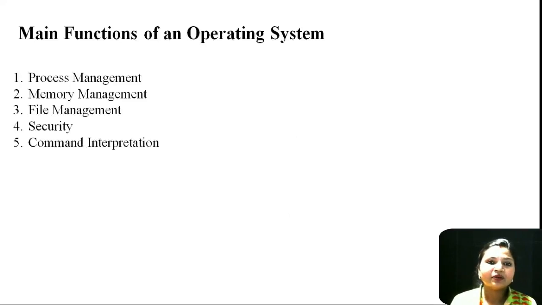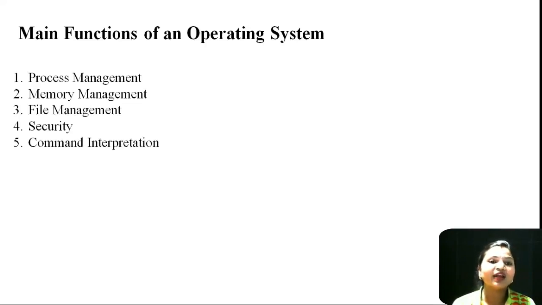The main functions of an operating system are, first, process management. A process is a program in execution. Suppose you open a folder or you want to access a file, this is a process. You want to write something in a file, execute some program, download something from the internet, or play songs, these are all processes.